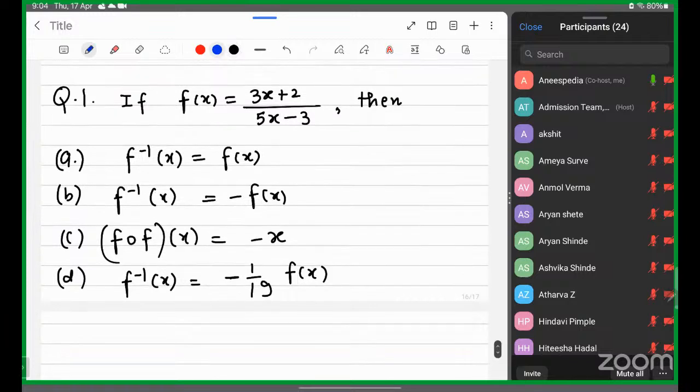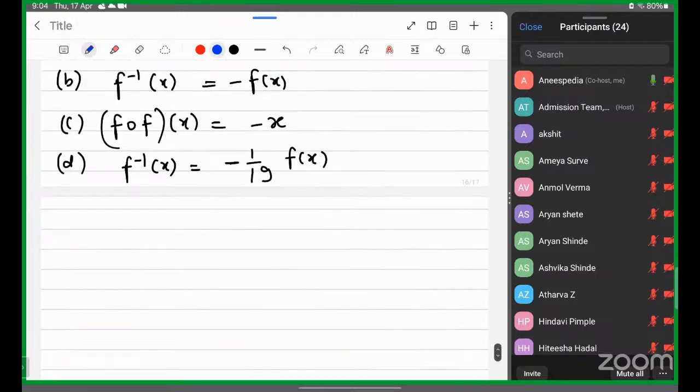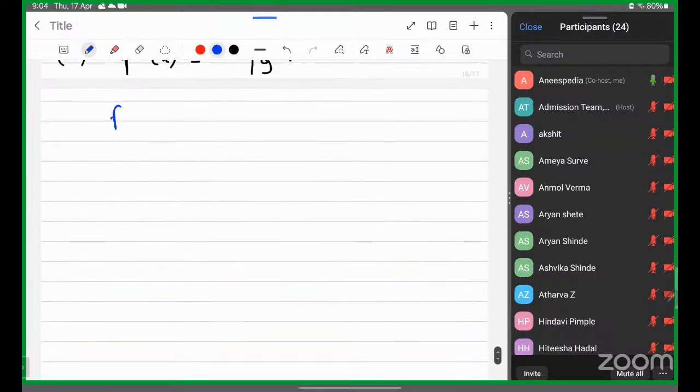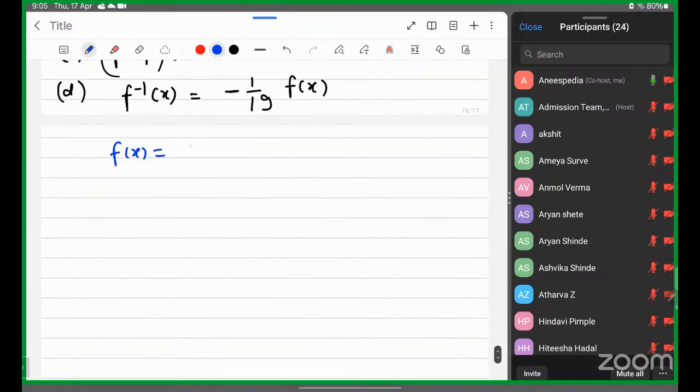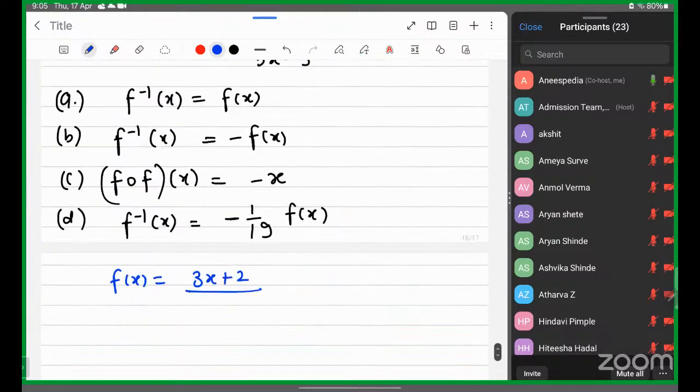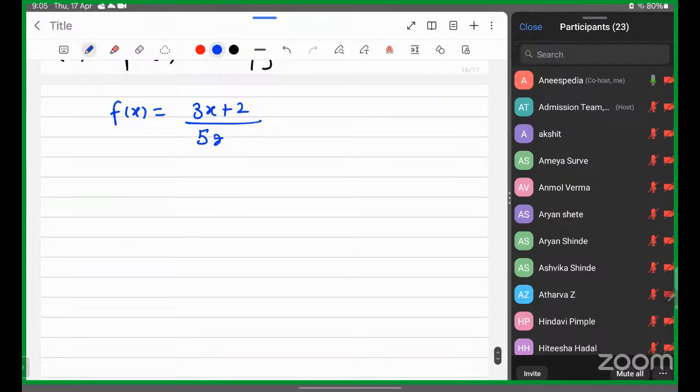So first of all, we can find out f inverse. So if f of x is 3x plus 2 divided by 5x minus 3, to find the inverse function of the given function, we will let it be y, and now we will simplify it to get x in terms of y.